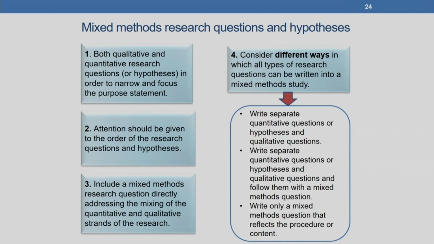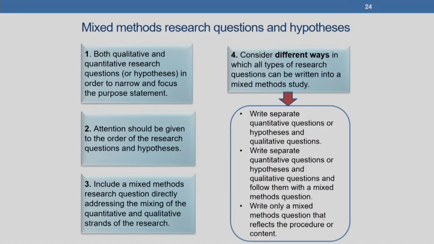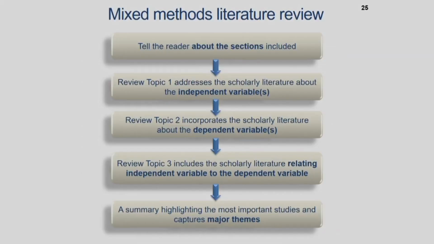Include a mixed methods research question directly addressing the mixing of the quantitative and qualitative strands of the research. Consider different ways in which all types of research questions can be written into a mixed methods study. So, you write separate quantitative questions or hypotheses and qualitative questions, and follow them with a mixed methods question. That will signal that quantitative and qualitative are not just standalone, but are to be mixed in some proportion. Whether you are doing it concurrently or sequentially, the fact remains that it has to be mixed at some point. Write only a mixed methods question that reflects the procedure or content.